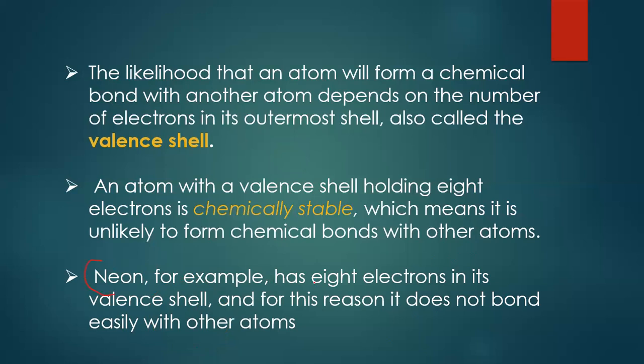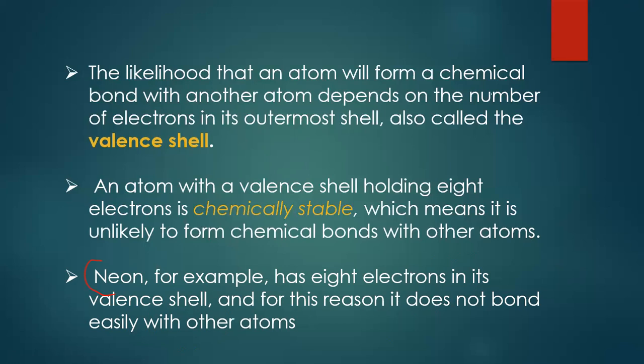So this is one of the examples which have been given here. Neon, for example, has 8 electrons in its valence shell, and for this reason, it does not bond easily with other atoms. Neon is just one of the examples. It's also an inert gas. It has 8 electrons in its outermost shell. Hence, it cannot react with other atoms.